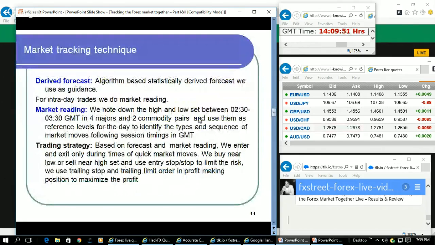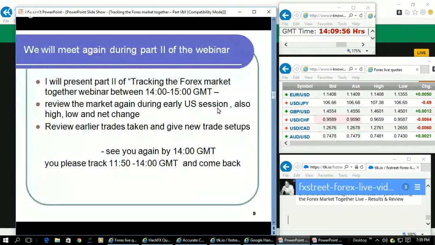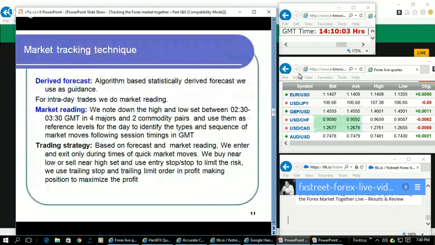Now, in the market reading, I was explaining that we will review during the US session the high, low, and the net changes. During the European session, I was showing you how they have been making the contrarian move by referring to the net changes. In the case of euro, it was showing 10 pip positive net change at that time. GBP was showing negative net change and subsequently went up to positive net change when they made, for the data release, an upward stop and started making the slide.